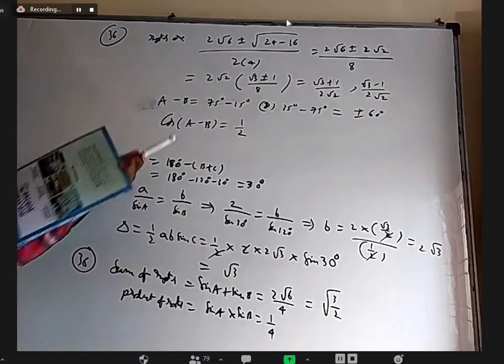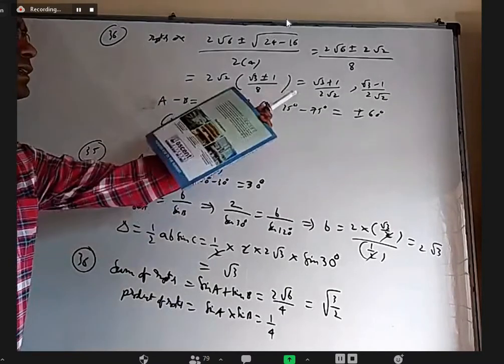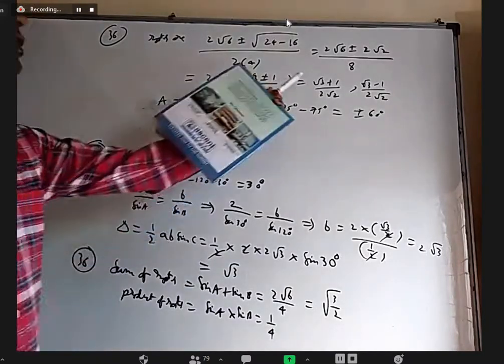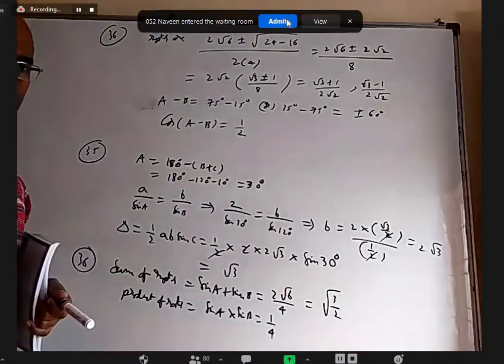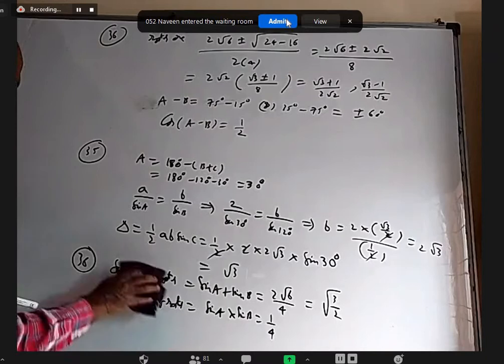But anyway, I think it's easy to manage. If the numbers are not known angles like this, let's say here you get root 7 plus 1 by some root 5 and something like that, then I think we have to go for the other method. I think right now there's no need of writing.